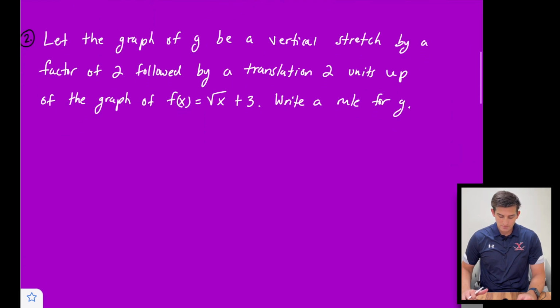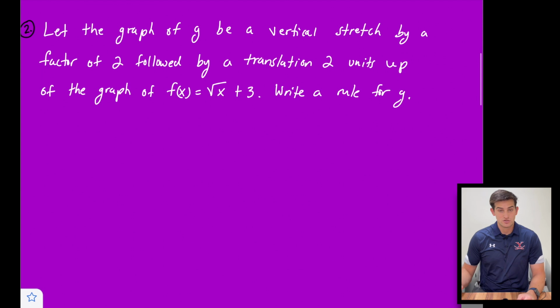All right, number 2 says, let the graph of g be a vertical stretch by a factor of 2, followed by a translation 2 units up of the graph of f of x equals the square root of x plus 3.